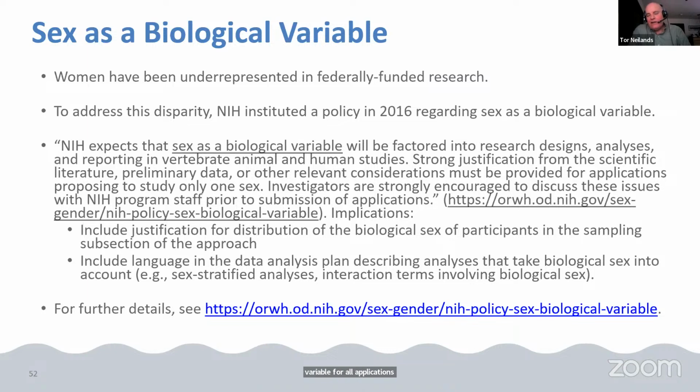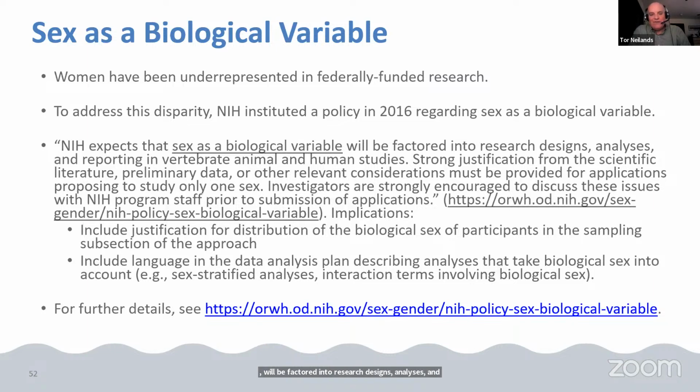The history behind this requirement is that women have been historically underrepresented in federally funded research. To address this disparity, NIH stepped up and drafted a policy in 2016 regarding sex as a biological variable. I can't say it any better than NIH has said it. So I have a quote here from the NIH website that talks about NIH expecting that sex as a biological variable will be factored into research designs, analyses, and reporting in vertebrate animal and human studies.